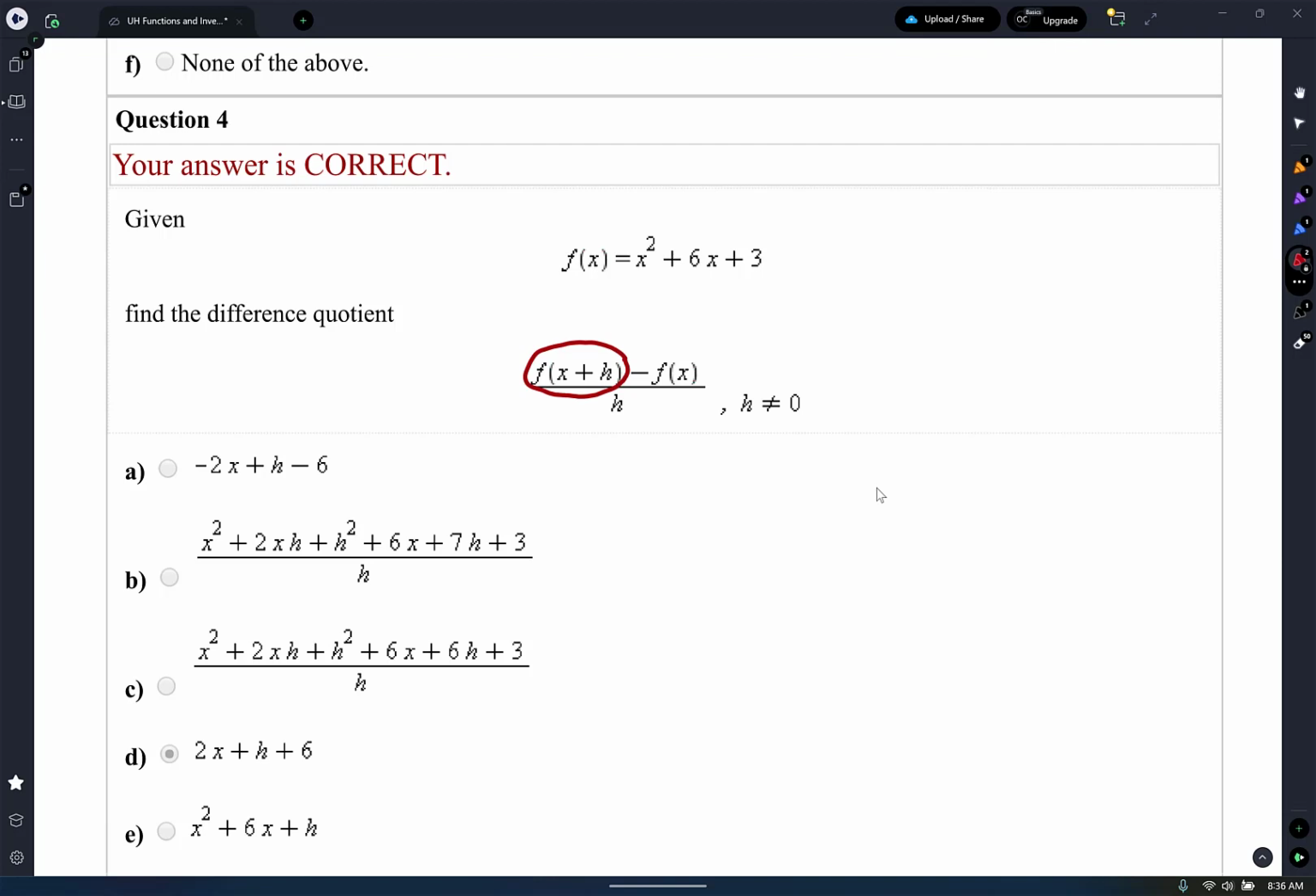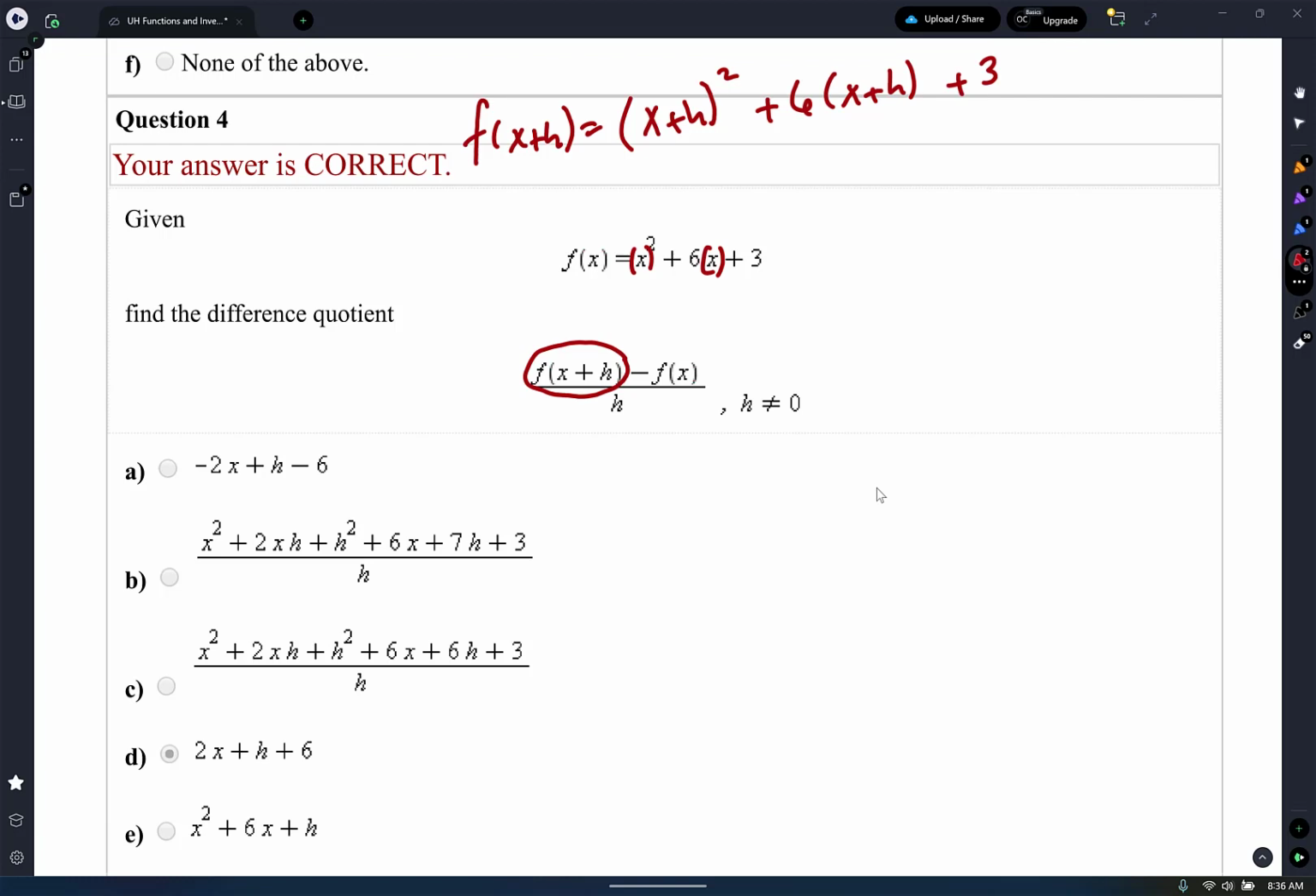So here we go. I need an f of x plus h. So I'm going to write f of x plus h, close it, equals parenthesis. Wherever you have an x, you're going to insert x plus h instead. X plus h, close it, squared, plus 6 parenthesis x plus h, close it, plus 3. I'm not doing anything other than finding just this that I circled. F of x plus h.